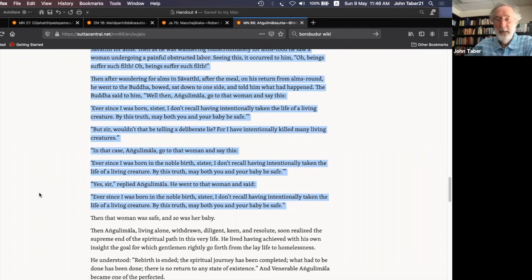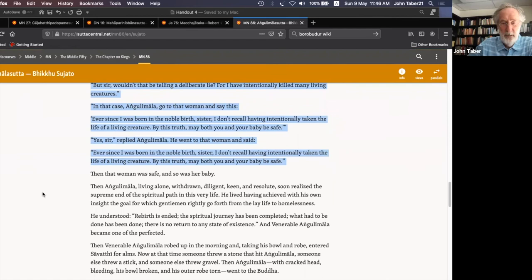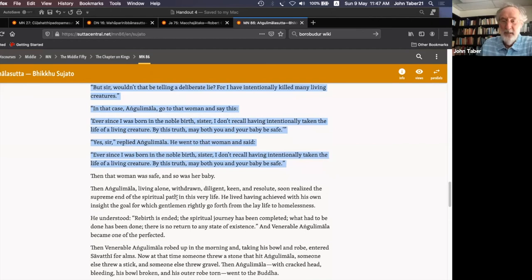"In that case, Angulimala, go to that woman and say this: 'Ever since I was born in the noble birth, sister, I don't recall having intentionally taken the life of a living being.'" So, ever since I was born in the noble birth, in other words, ever since I became a follower of the Buddha and joined the Sangha, "by this truth, may both you and your baby be safe." "Yes, sir," replied Angulimala. He went to that woman and said it. Then that woman was safe, and so was her baby. So he relieves her of her agony simply by declaring this truth.